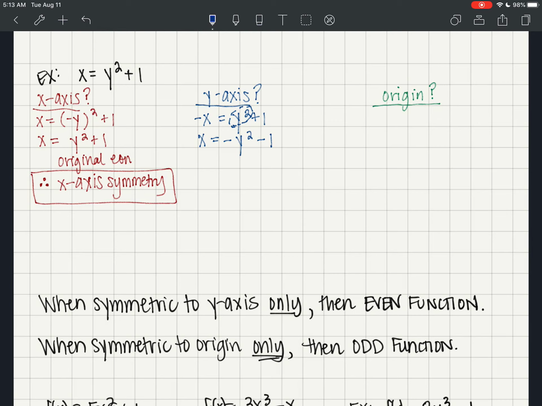So that is not the same equation. So that is not the original equation. It's the exact opposite of the original equation. So this is not y-axis symmetry.